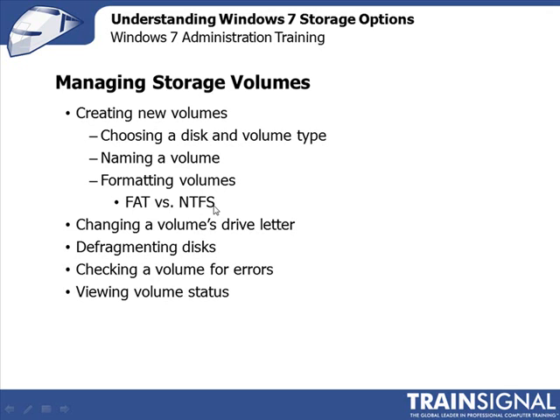And actually, on the next slide, I'm going to talk about the difference between file allocation table and NTFS. I'm going to go over that slide before we go over to Windows to do the work, so you can understand the difference. I'll show you how to change a volume's drive letter, how to defragment your disks, and I'll tell you what that means, how to check a volume for errors, and view just the overall status of a volume. Before we go over there, I'm going to go to the next slide to show you the differences between FAT and NTFS, and then we'll move over to the Windows 7 Global Mantic system and do some work.